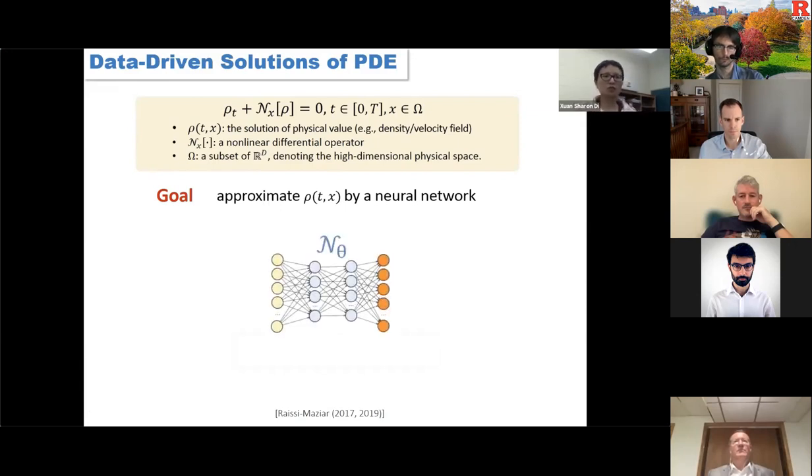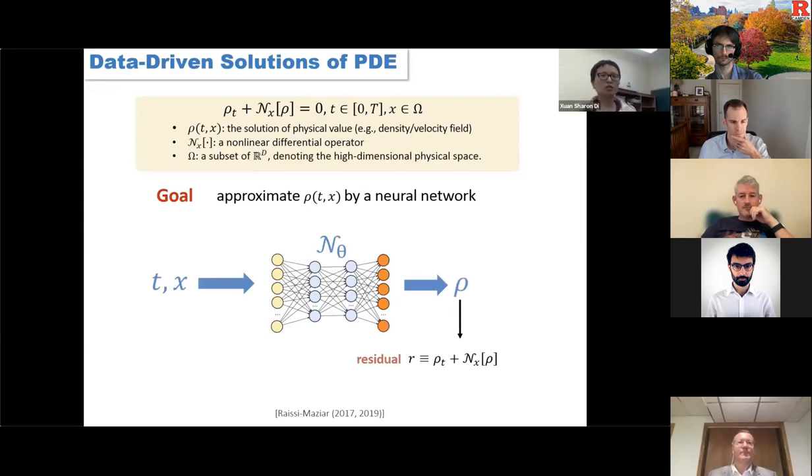How does it work? We can represent this neural network as N of theta. The input of this neural network is a t and x pair, which represents the time and the space domain, and the output is rho. If this neural network can approximate the solution of the original partial differential equation, then we can substitute this rho value into a function R, which we call the residual. If it accurately approximates the original solution, then this residual should equal 0. So we don't have to actually numerically solve the partial differential equation anymore. Instead, we can just train this neural network. Then whenever we input a t and x pair, the neural network would tell us what the value of rho is at that t and x.